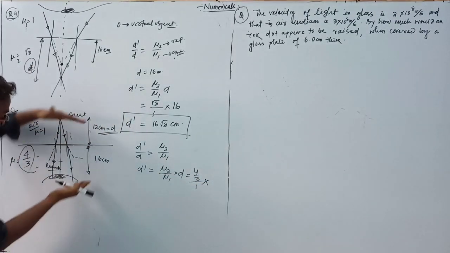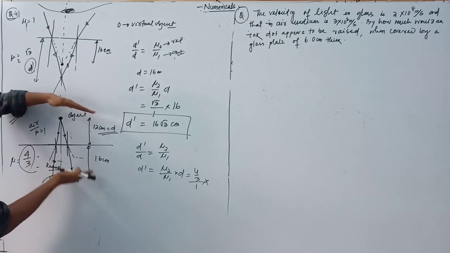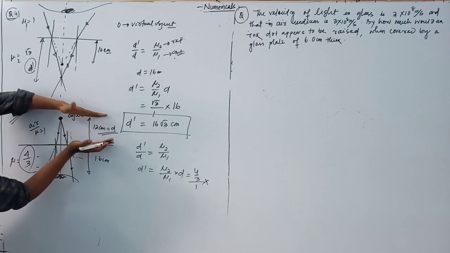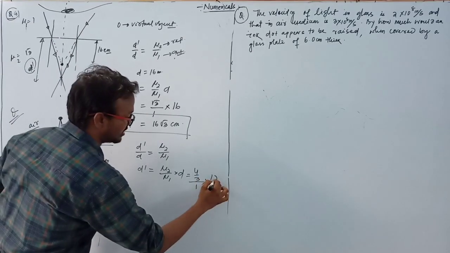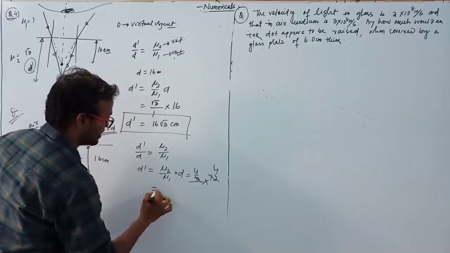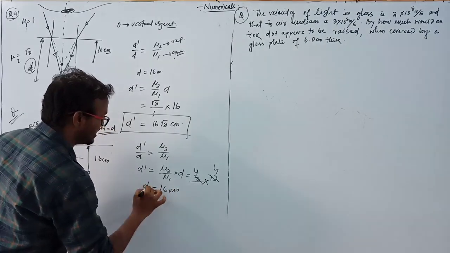d. What is d? This total distance is not d. Distance is always measured from the surface to the object. This distance is 12 centimeters. So we can write here 12. So 1 and 3 fours are 12, and 4 fours are 16 centimeter. That is d dash.